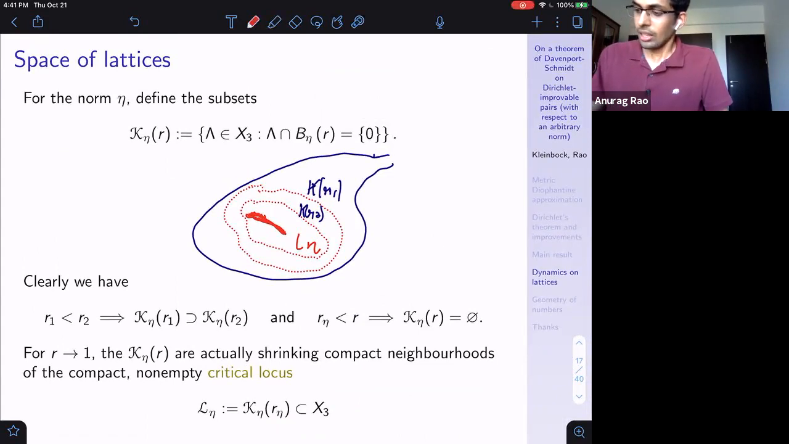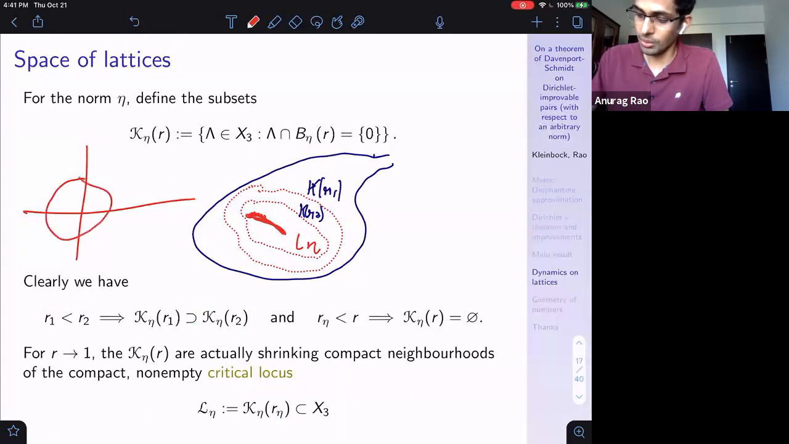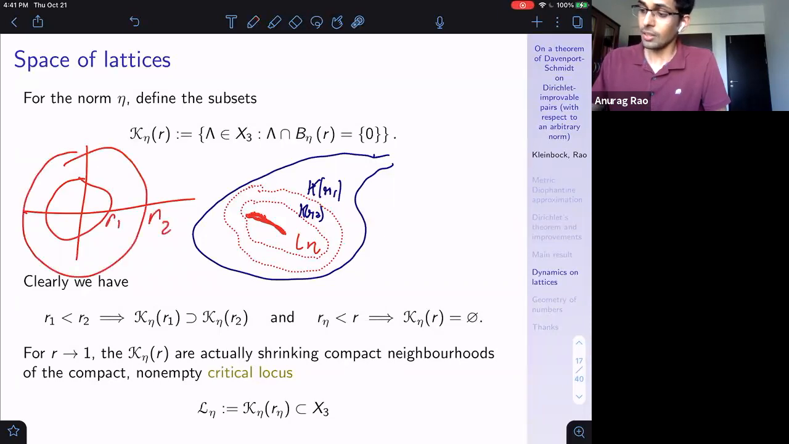First thing. If R1 is less than R2, and I have a lattice which avoids the bigger ball, I'm going to draw some norm balls. Let's just say we're in R2. This is radius R1. This is radius R2. If a lattice intersects B_R2 trivially, it's obviously going to intersect B_R1 trivially. So R1 less than R2 means that K_R1 contains K_R2.